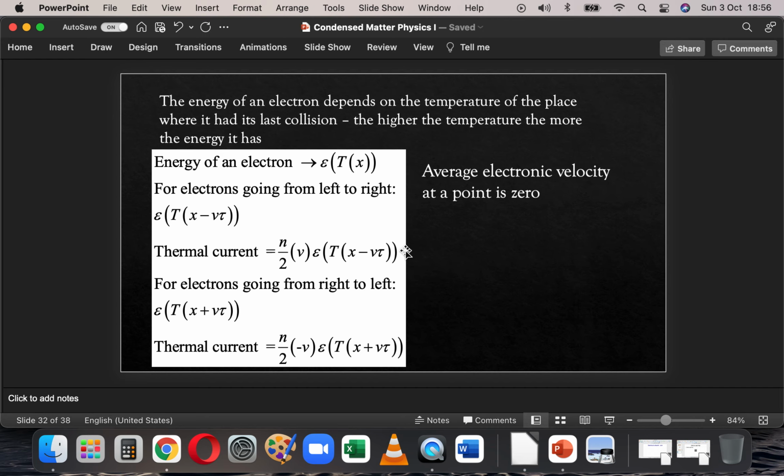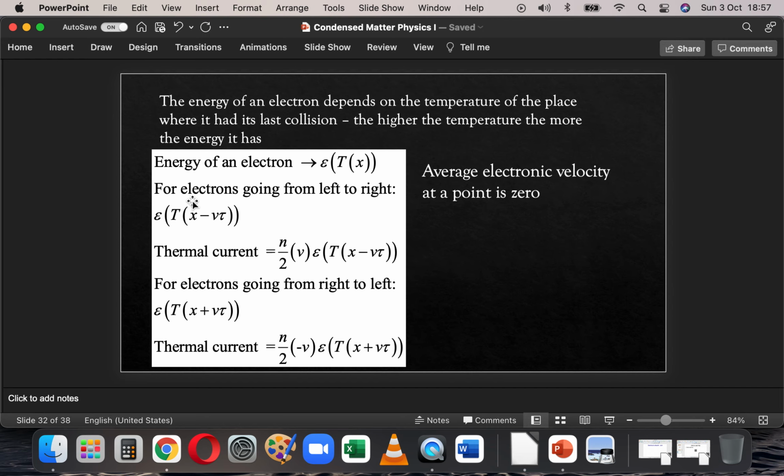So we are going to assume that the average electronic velocity is 0 at any point, and that's a reasonable approximation to make. So if I consider the energy of a single electron as E of T, then that expression means that the energy depends on the temperature at the point x.